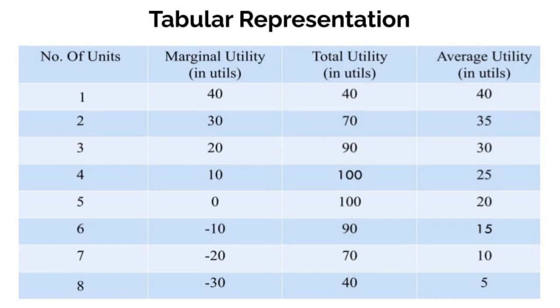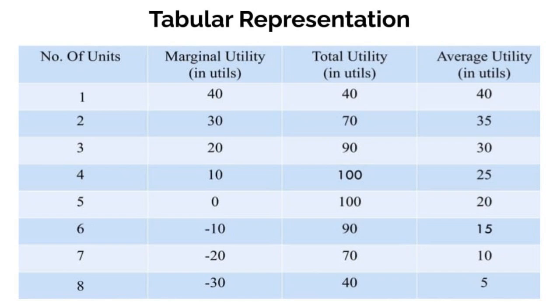At third unit it goes to 90, at fourth it goes to 100, and at fifth unit of consumption total utility is again 100, means it's not increasing from the fourth unit of consumption to the fifth unit of consumption. Why? Because at fifth unit MU is 0, so 100 plus 0 will always give 100.